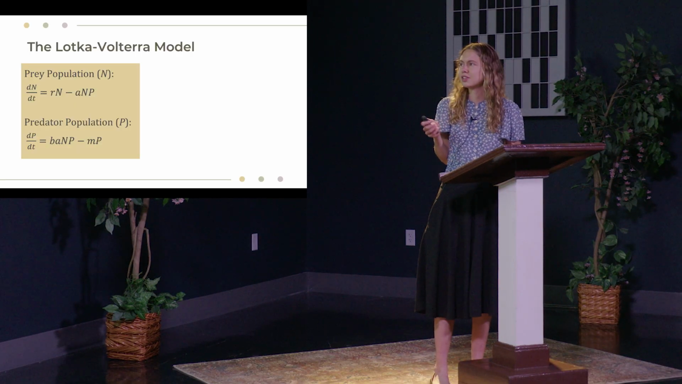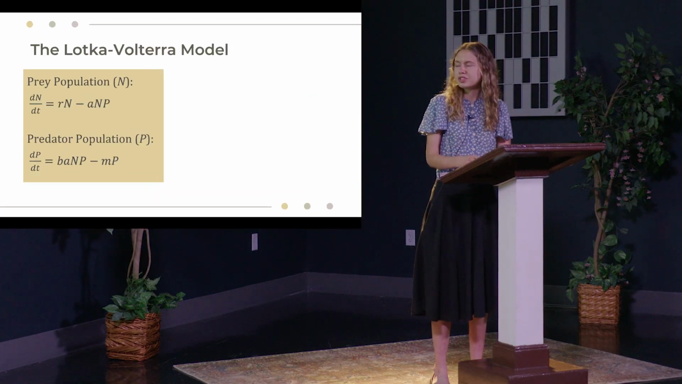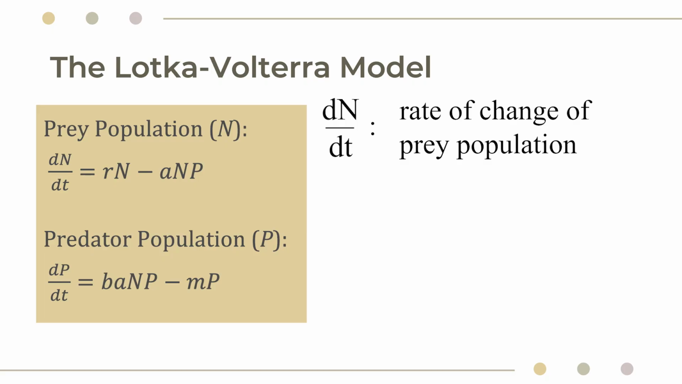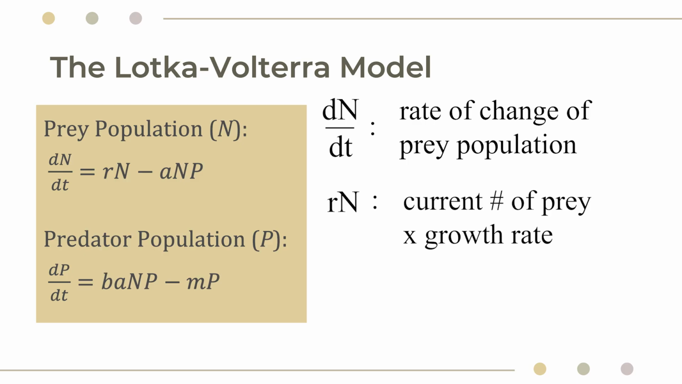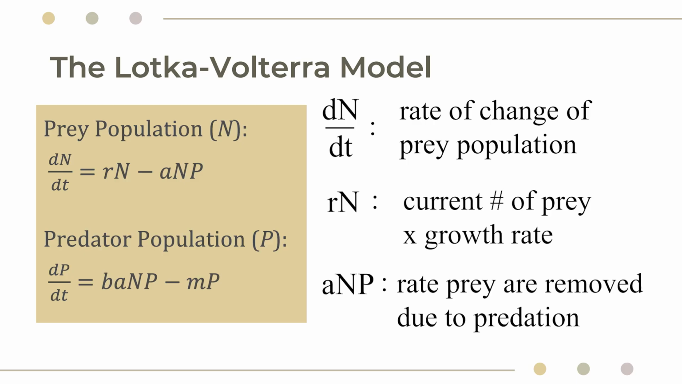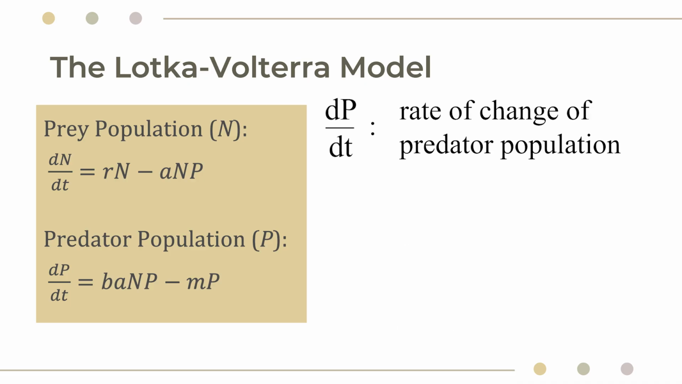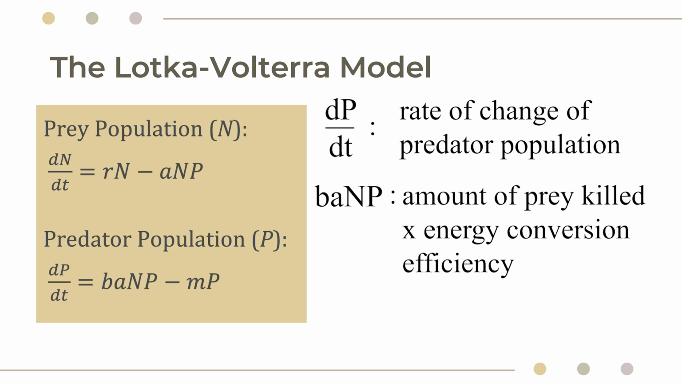And so to talk through this real quick, we basically have the first equation that the rate of change of the prey population is equal to Rn, which is basically the current number of prey times some growth rate, minus ANP, which is the rate at which prey are removed from the population due to predation. And our predator population, its rate of change is equal to BANP, basically the amount of prey they kill multiplied by how efficient they are at converting the energy they get from those prey into predator offspring, minus NP, which is their natural death rate.